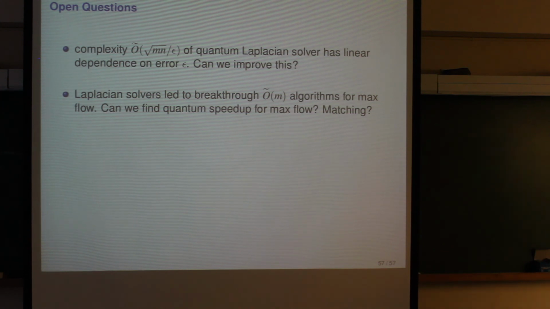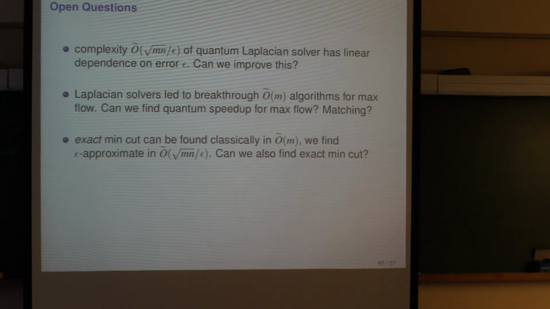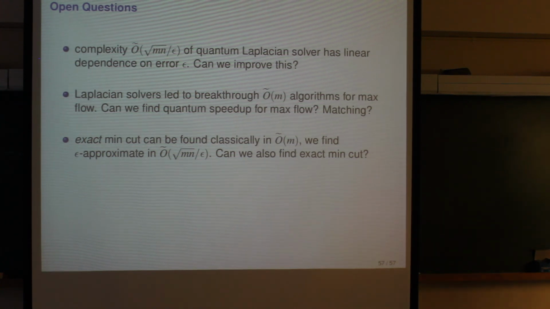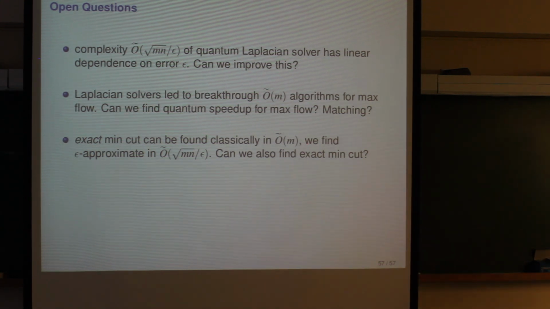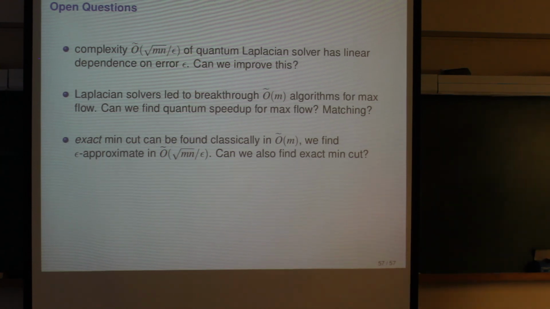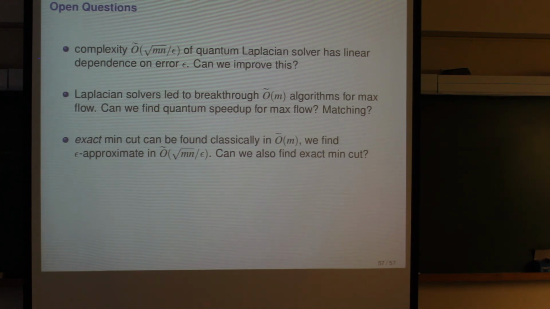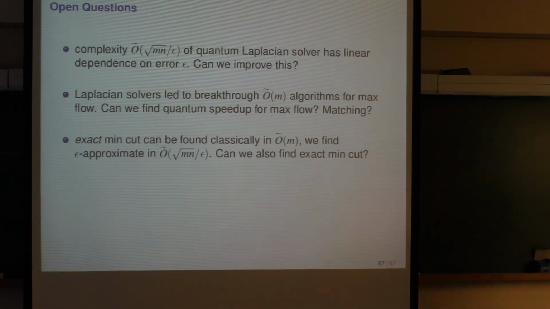Then there's the thing that I mentioned before: exact min-cut can classically be solved in O tilde m time, right? Using Karger's algorithm, we only find an epsilon approximate min-cut in square root mn over epsilon. So we can ask the same question: can we also find the exact min-cut? Because surprisingly, this classical algorithm also uses sparsifiers. You think that as soon as you use sparsifiers, you get this epsilon error and you can't get rid of it anymore. And it turned out that you can. So we thought, maybe we can do the same thing quantumly. Again, it turns out you cannot.